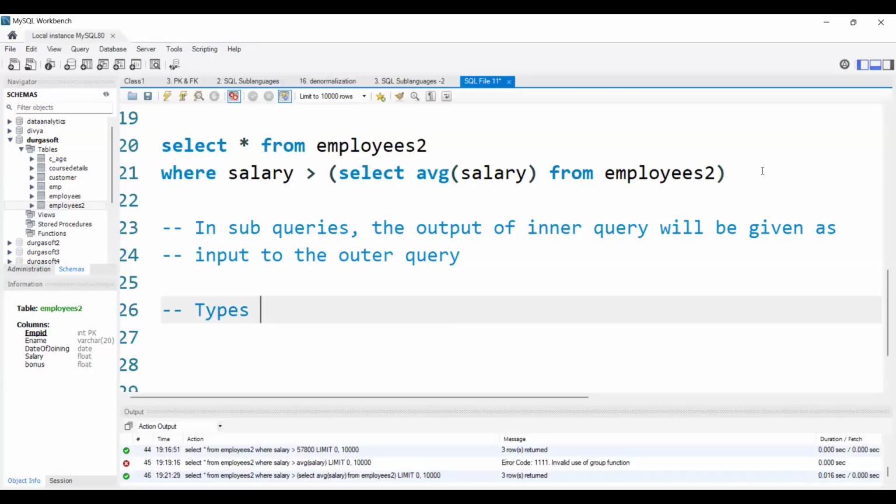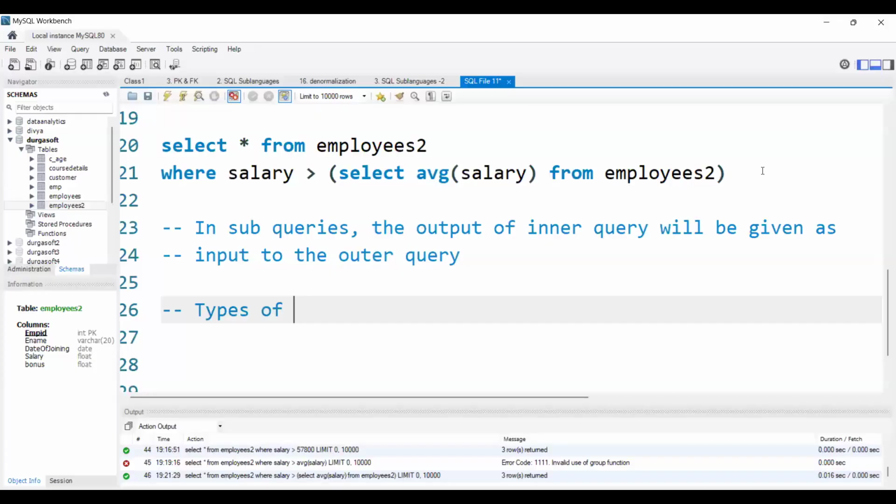And as I said, we will get performance issues by using subqueries. Generally, whenever we are joining any project, they will say to try to use subqueries in a very minimal way. Don't use subqueries much, because it will affect the client's database performance also.